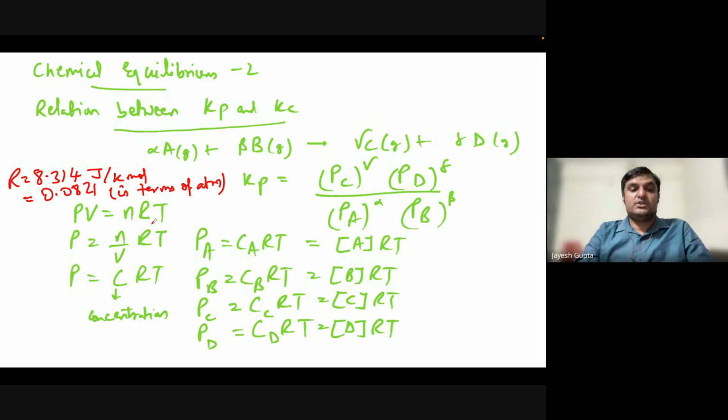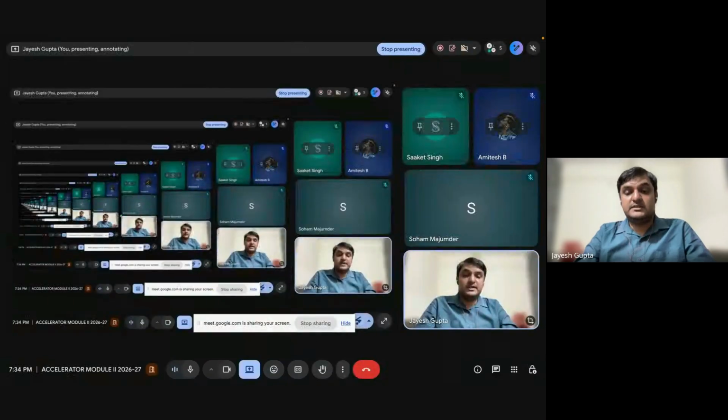Okay, so now this is PV equal to nRT. P for pressure, V for volume, R I told you, n is number of moles, T is temperature, and temperature here should be in Kelvin. Temperature here we always put in Kelvin. We never put it in degree Celsius. So applying this PV equal to nRT.